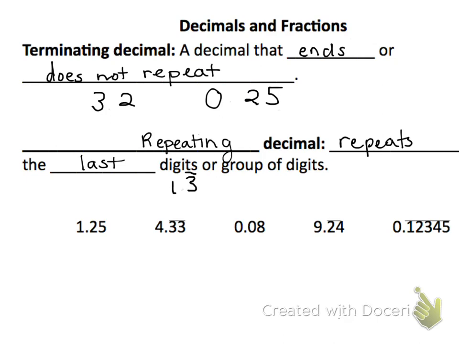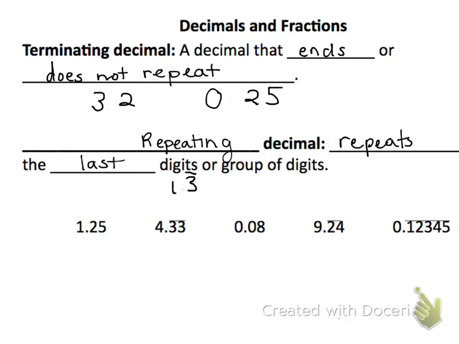Down below I have 5 decimals written out. I would like you to pause the video and either circle the ones that you think are terminating decimals and put a box around the ones that you think are repeating decimals, or use two different color highlighters to differentiate between them. So pause the video now and try that. When you're done, click play.